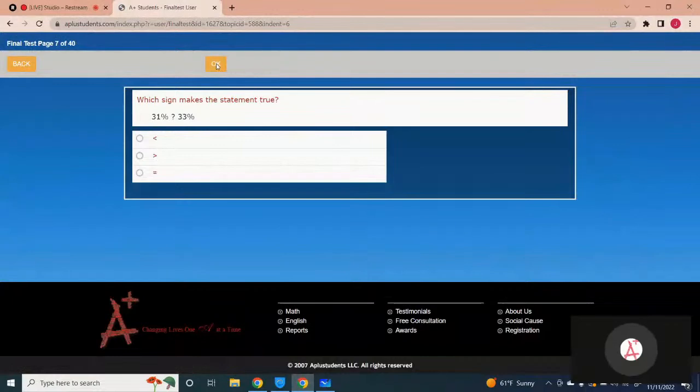Okay, which sign makes the statement true? 31% and 33%. 31 is less than 33. Got it?